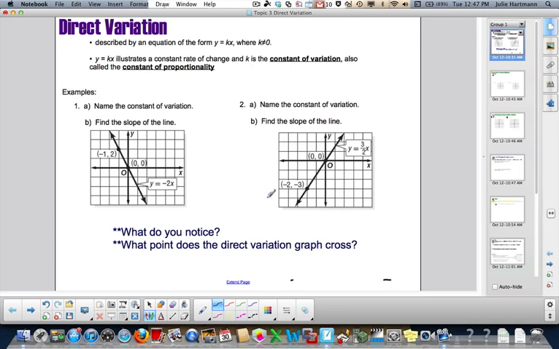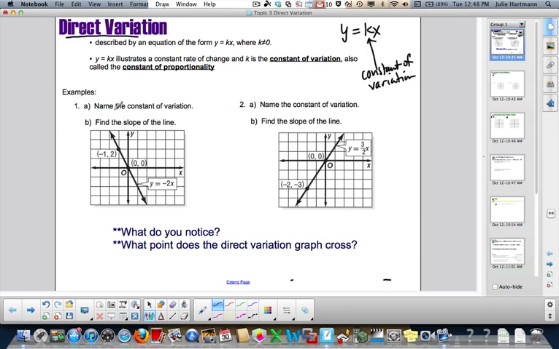Alright, today we're going to talk about direct variation. Direct variation is described by an equation of the form y equals kx. So when you're doing these problems, whenever you see direct variation, you can automatically assume y equals k times x, where k does not equal 0. So y equals kx illustrates the constant rate of change, and k is the constant of variation, also called the constant of proportionality. So k is our constant of variation.